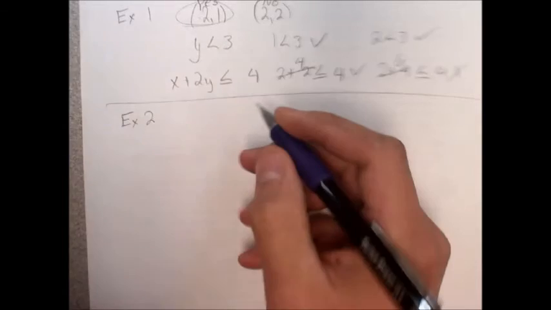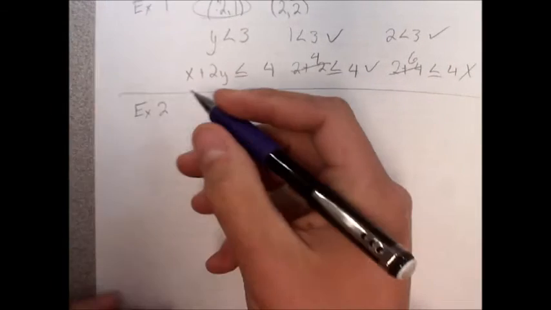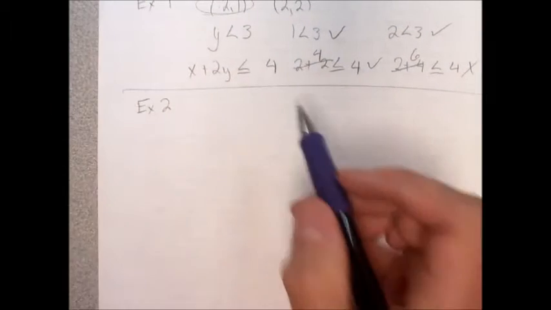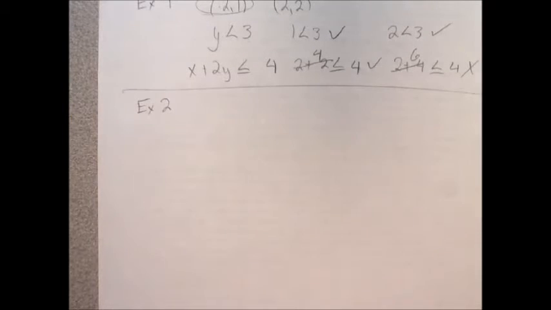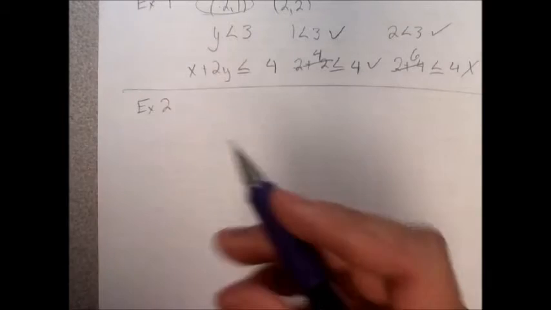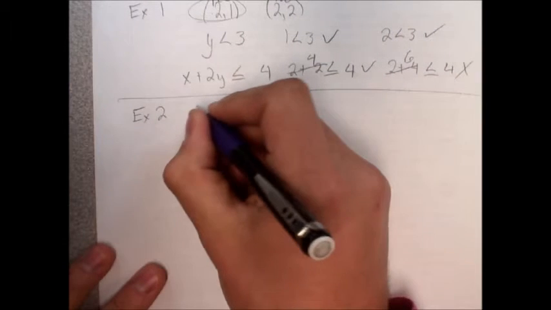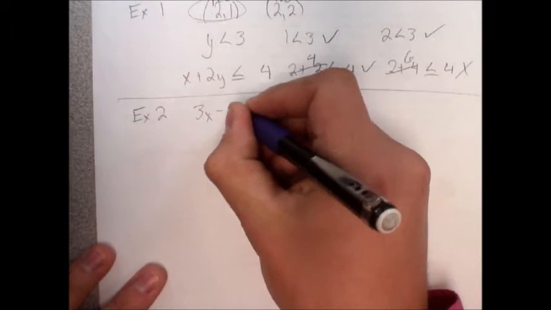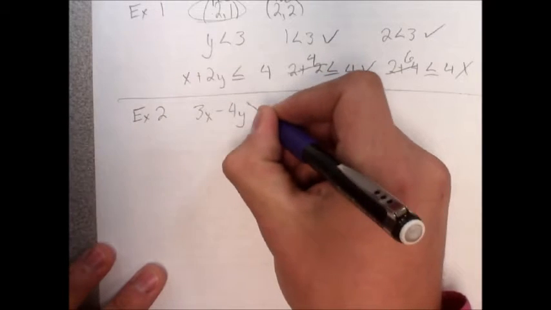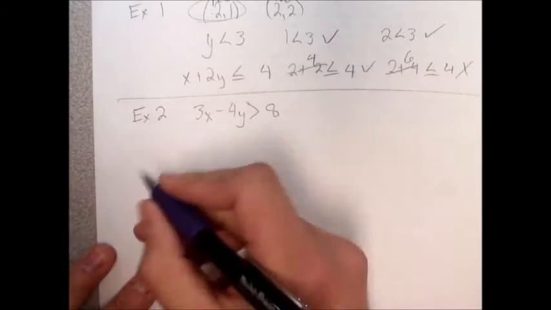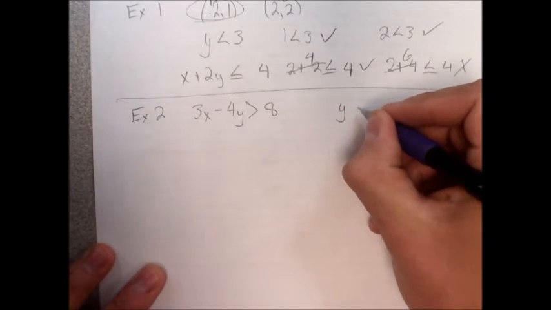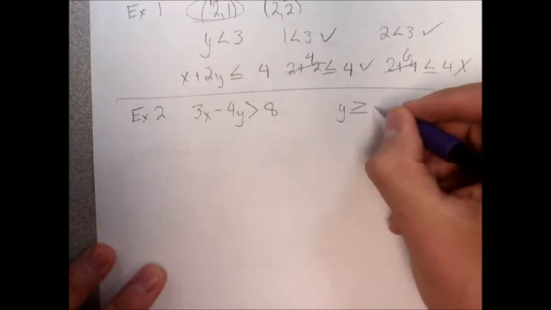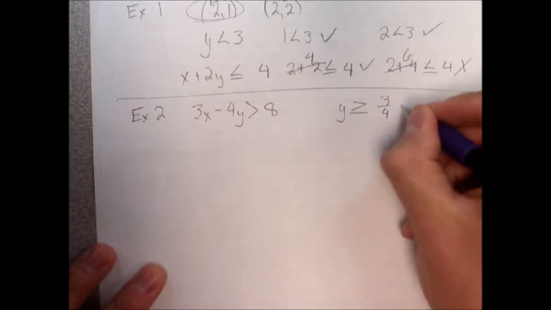Graph this system of linear inequalities. We're going to do this one by graphing, and we're going to show where the answers are. I'm going to use two different colors so that you guys can see it a little easier. I will use purple and green, I guess. So the first equation says 3x minus 4y is greater than 8. Next equation, I'm going to write them side by side because I'm going to have to manipulate them in a second. y is greater than or equal to 3/4 x plus 1.